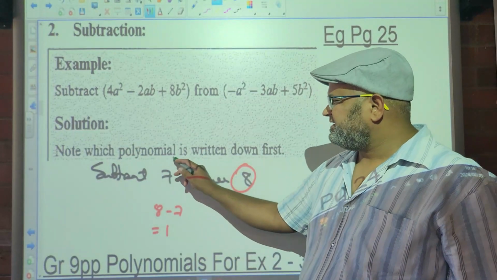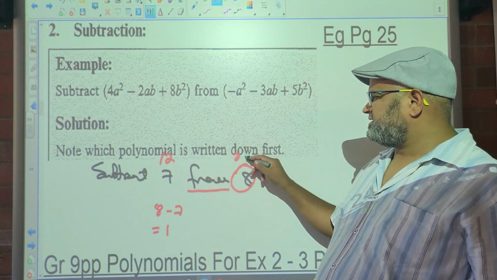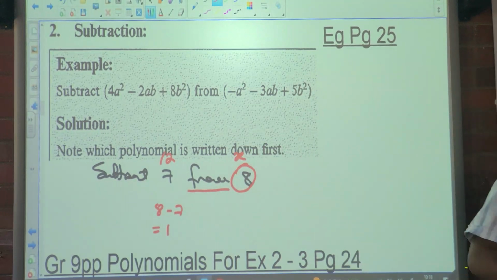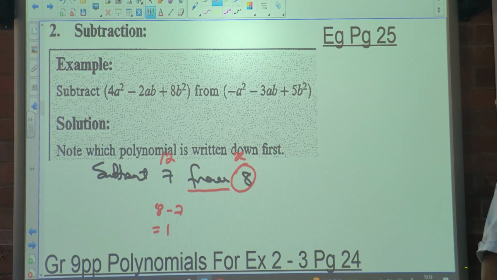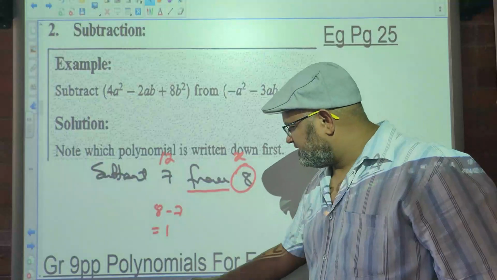We say subtract 12 from x. What will you write now? x minus 12.